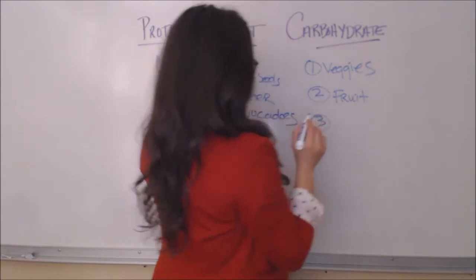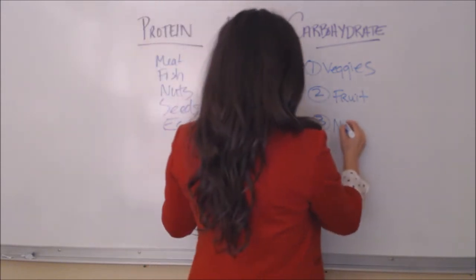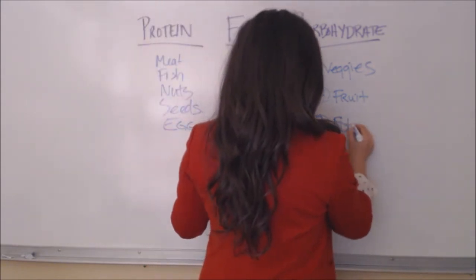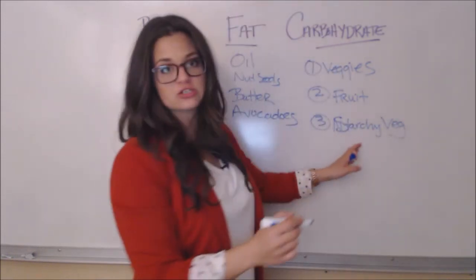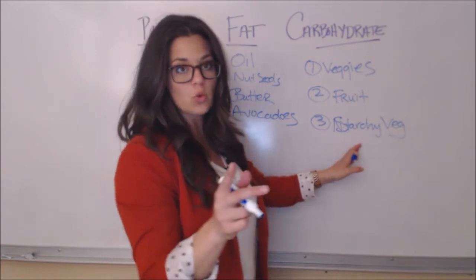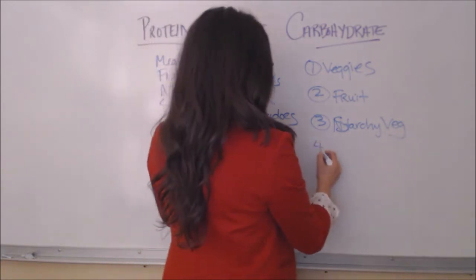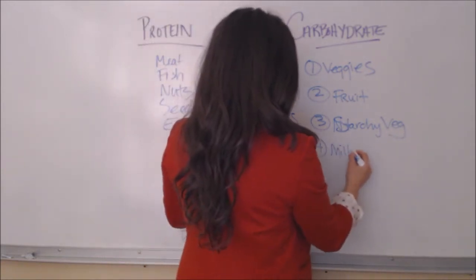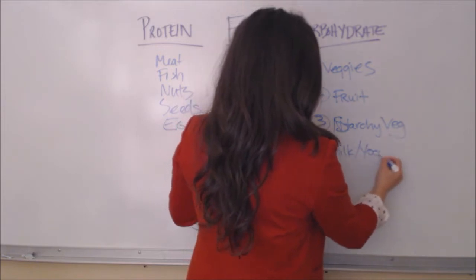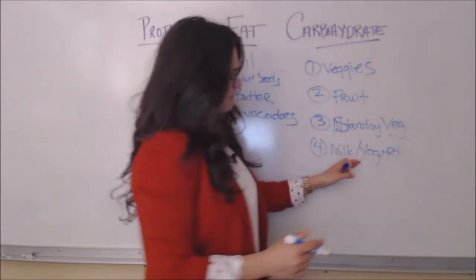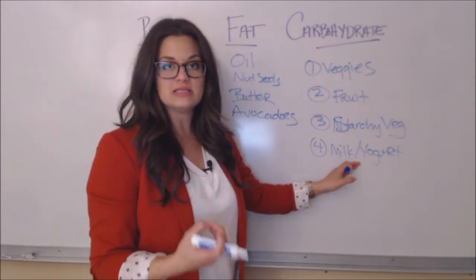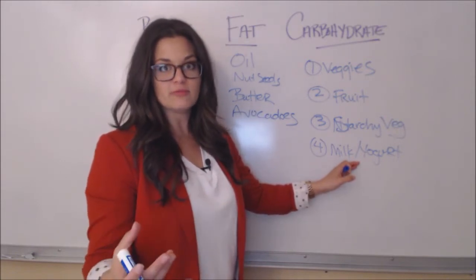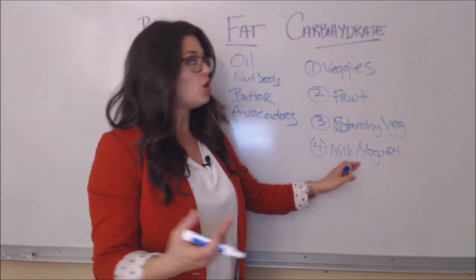Number 3 is, we'll just say, not starchy. Starchy veggies are going to be things like your potatoes and your squash, right? And then 4, milk and yogurt. Even milk that is unsweetened breaks down to lactose in the body. So lactose is a form of carbohydrate, which is sugar.